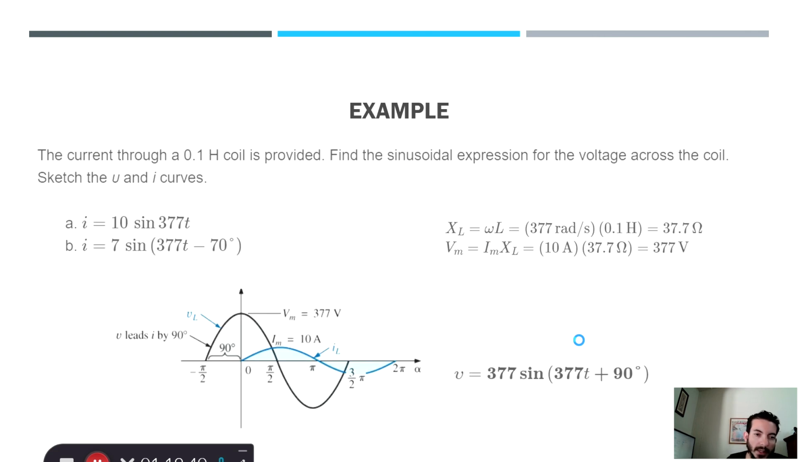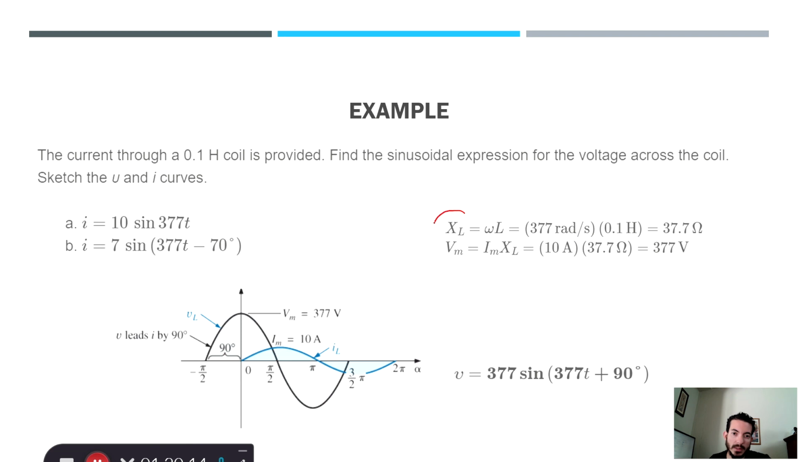So let's do an example very quickly. The inductance is 0.1 henries. Henries are units of inductance. Find the expression for the voltage and sketch V and I, the voltage and the current. For A, the current is 10 sine of 377t, where t is time, and for B, the current is 7 amps sine of 377t with a negative 70 degrees offset. The first thing we want to do is not repeat the whole derivation to find the derivative.